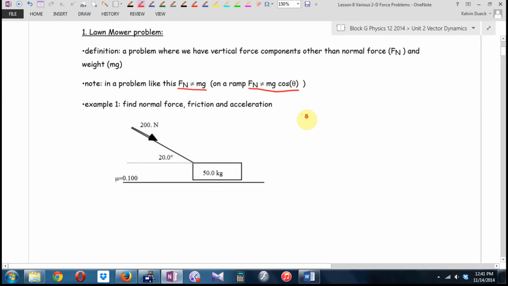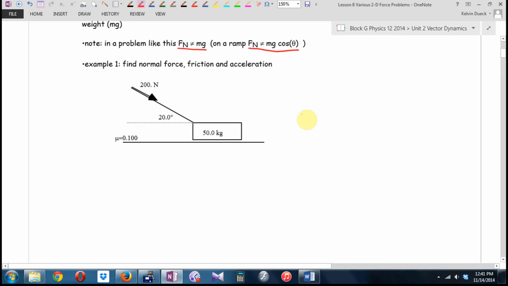Example 1, I like example 1. Find the normal force, friction, and acceleration. Okay. Any suggestions on how we're going to start? Label the diagram. What are the forces acting on this? Get the obvious one. Do that first. Go systematically, Joseph, my friend.